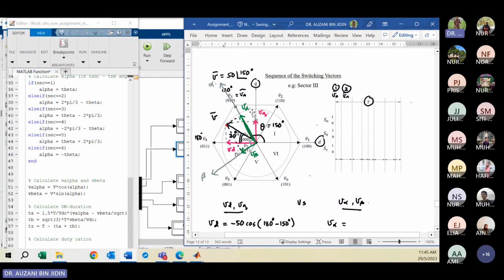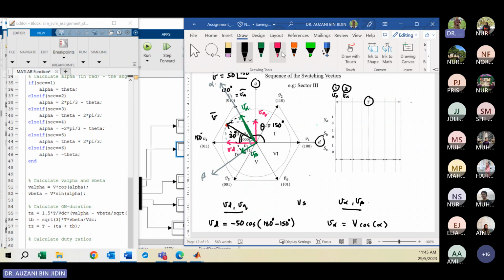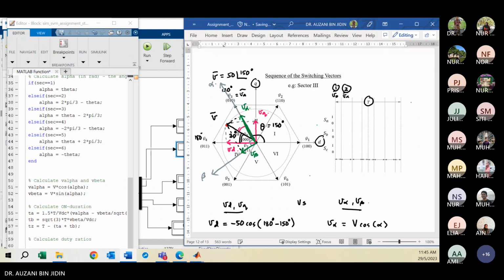Okay, V alpha, because in order to calculate V alpha, you need to calculate the angle alpha, right? So for V alpha, you apply the cos function. The bracket term will be alpha. So what is the alpha? For alpha, you apply the definition: the difference in angle between the space vector and VA. So this is your alpha.